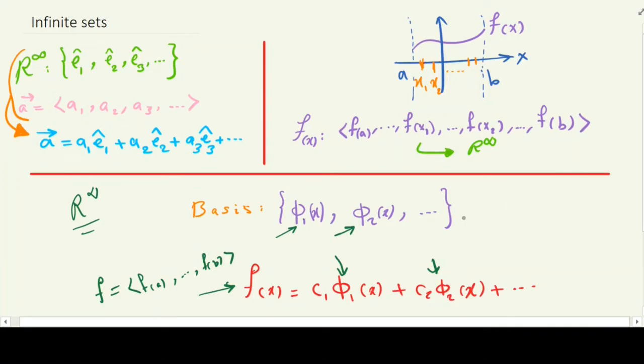So as a recap, since we are dealing with a function that can be represented as a vector in the infinite dimensional space, we need to have a basis that consists of an infinite number of orthogonal functions. That's the key point here.